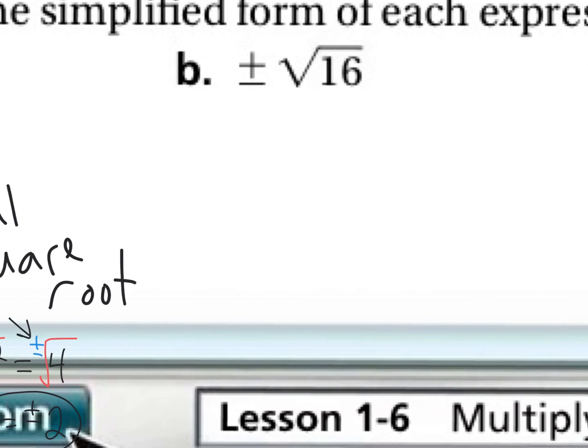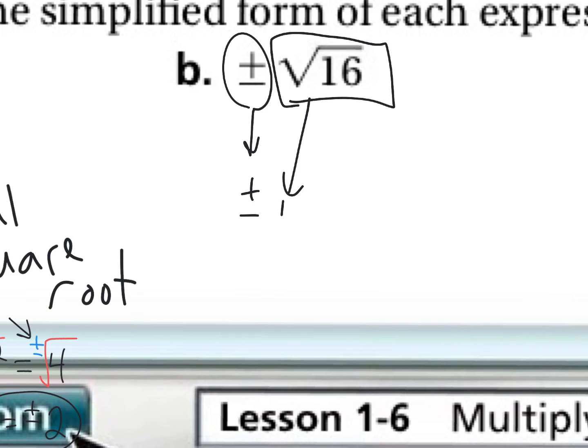Part B, the square root's already there, but we do have this plus or minus already in front. So square root of 16 is 4, but then that plus or minus comes down. So plus or minus 4, which means 4 or negative 4.